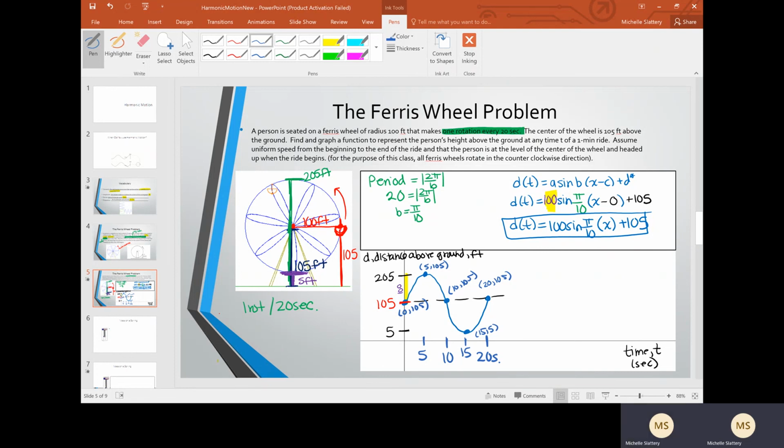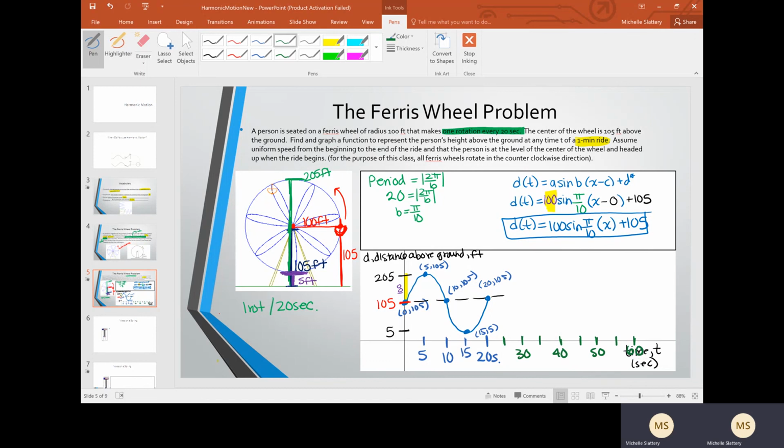But it does ask us to graph this for, sorry, not for one period, but it asks us to graph this for a 1-minute ride. So we're going to do it for a 1-minute ride. Since this is 20 seconds, a 1-minute ride would be 60 seconds. So that's going to be 3 periods. And so I am going to continue to make this graph for 2 more periods. And so I know that that's going to be going in increments of 5. So if I make kind of 25, 30, 35, 40, 45, 50, 55, 60 here.